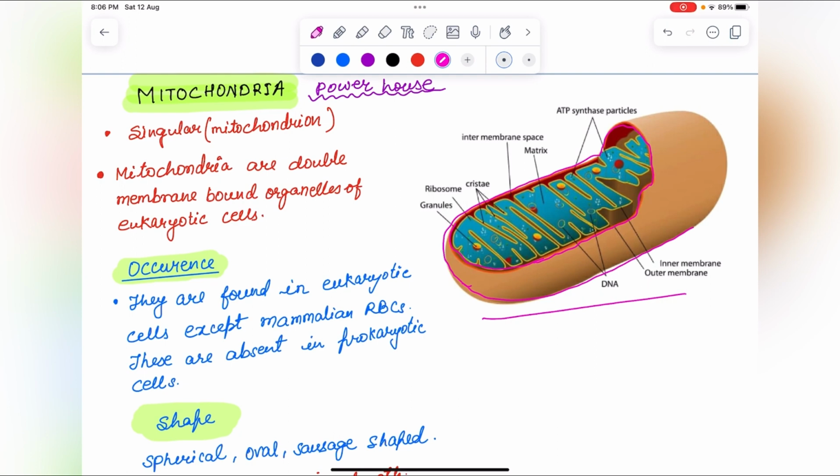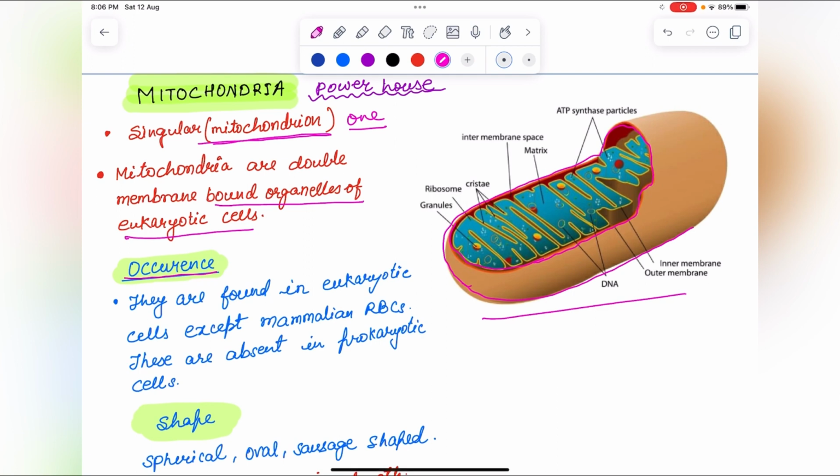If we say singular, it is mitochondrion. Mitochondrion means one. Mitochondria is plural, meaning more than one mitochondrion is present in a cell. Mitochondria are double membrane bound organelles of eukaryotic cells.